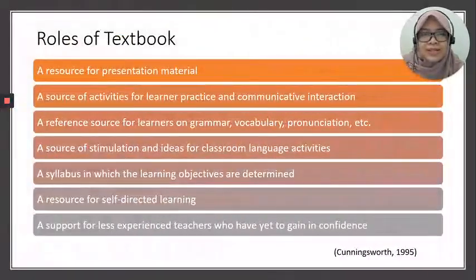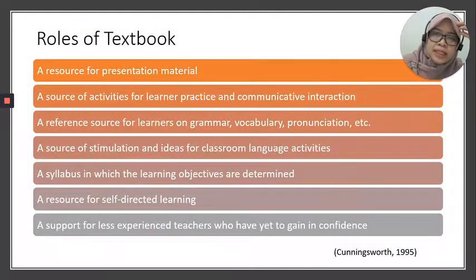Okay, so the roles of textbooks. What is it for? Of course, it's a resource for presentation material, a source of activities and tasks for the learners to practice communication and interaction, and a reference for them to learn about grammar, vocab, and pronunciation, and so on. Stimulation and ideas for classroom language activities, this is for the teacher. And then the syllabus in which the learning objectives are determined, so we already see the objectives and goals from each chapter, from each unit.